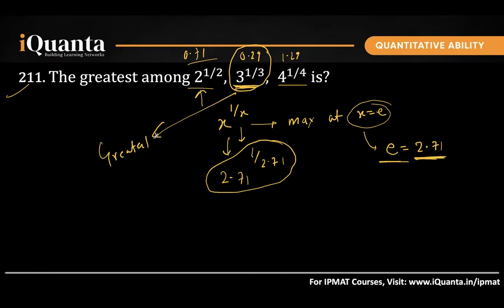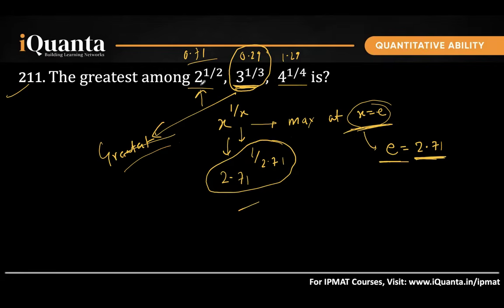So this is a shortcut. I mean, this is a rare question that can be asked, but still, x to the power 1 by x functions might be asked. Okay, so always remember x to the power 1 by x functions will always take their maximum value at x equal to e. So whichever of these is closer to 2.71, it'll be the maximum.